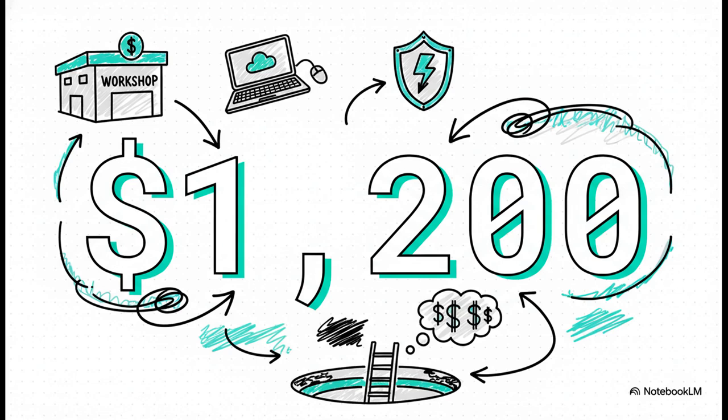Okay, step one. Let's assume after our research, our fixed costs come out to $1,200 per month. This could be, say, $800 for workshop rent, $100 for our design software subscription, and another $300 for basic utilities and insurance. The key takeaway here is that at the end of the month, we owe $1,200, regardless of whether we sell a single shirt.